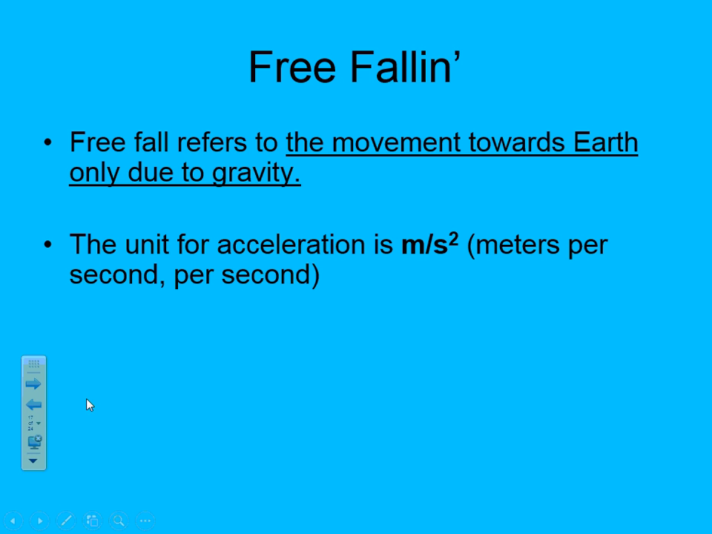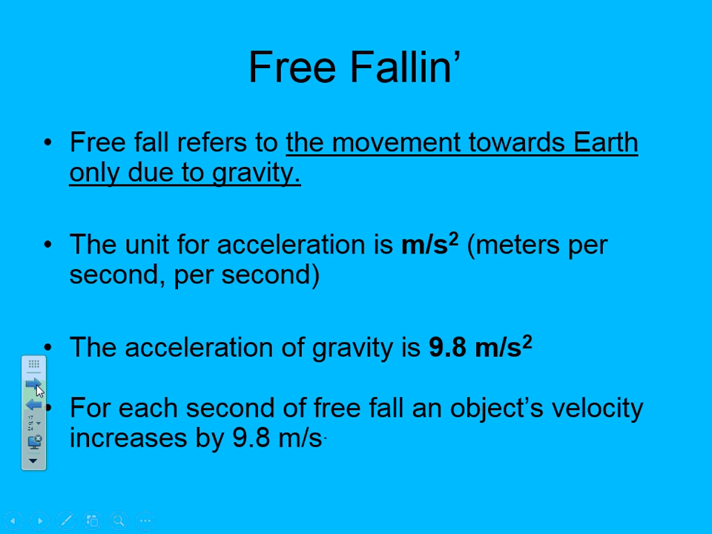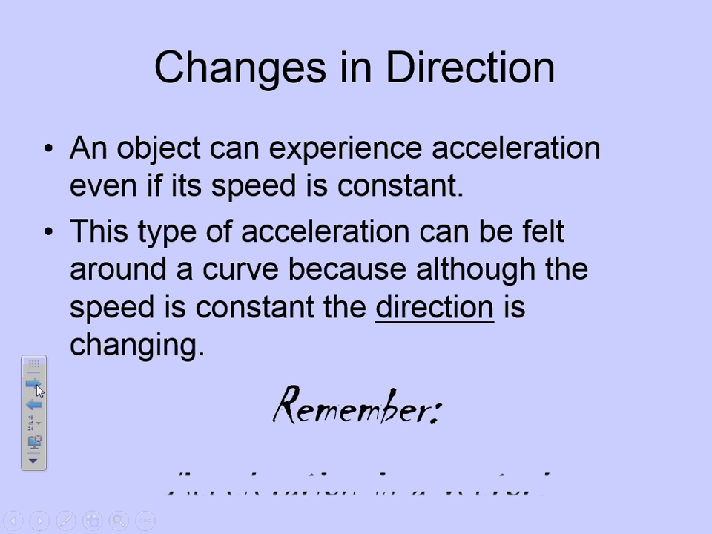This is acceleration. Anytime we are talking about the Earth's acceleration, we're going to be talking about 9.8 meters per second squared. So anytime you drop an object on Earth, it is falling towards Earth at an acceleration of 9.8 meters per second squared. Anytime something is free falling, its acceleration is always 9.8 meters per second squared.